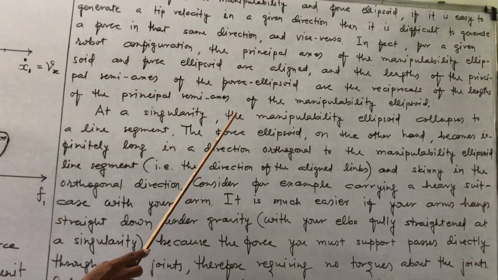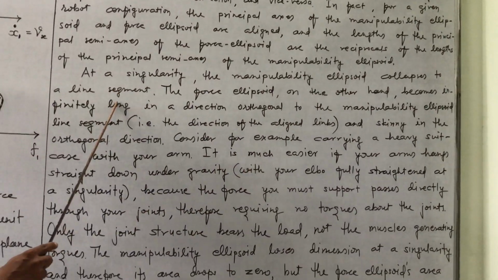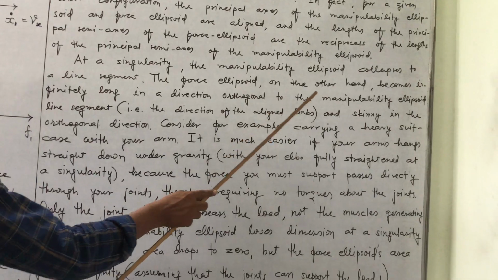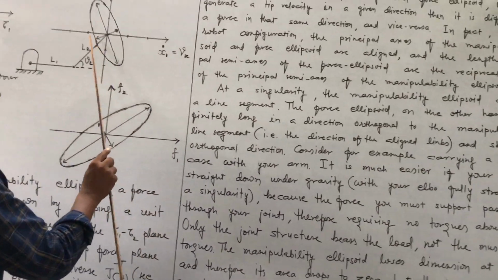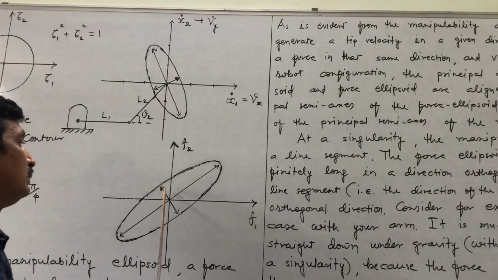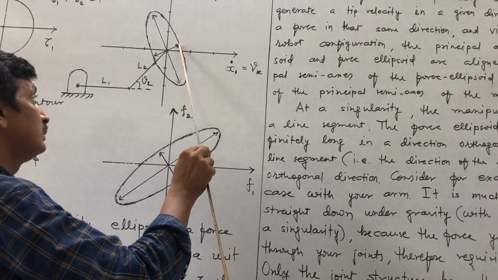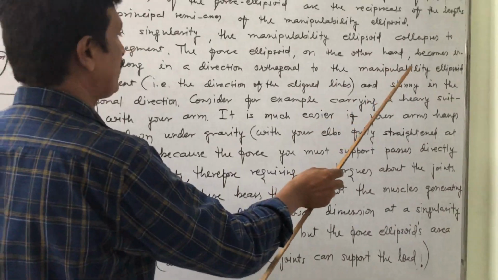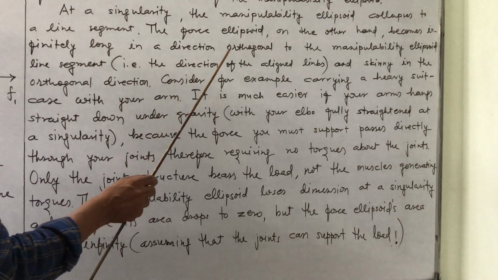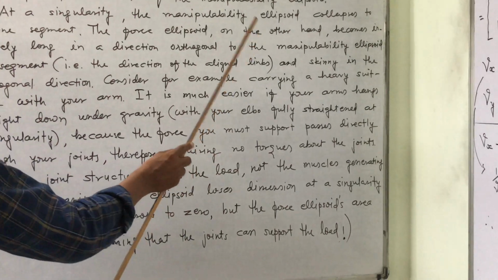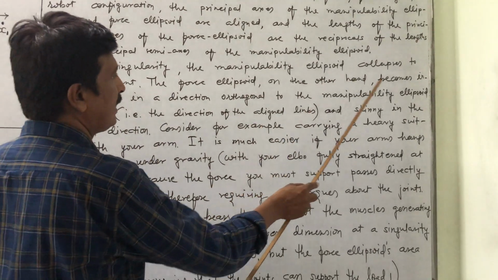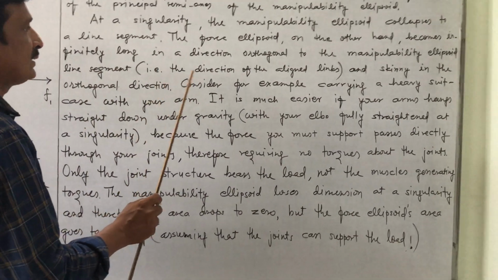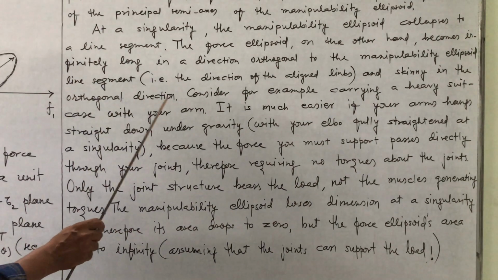So at a singularity, the manipulability ellipsoid collapses to a line segment. The force ellipsoid, on the other hand, becomes infinitely long in a direction orthogonal to the manipulability ellipsoid. See here, this one, and this one is longer force. In this direction less velocity, but in this direction maximum force. Orthogonal to the manipulability ellipsoid line segment, that is the direction of the aligned links, and skinny in the orthogonal direction.